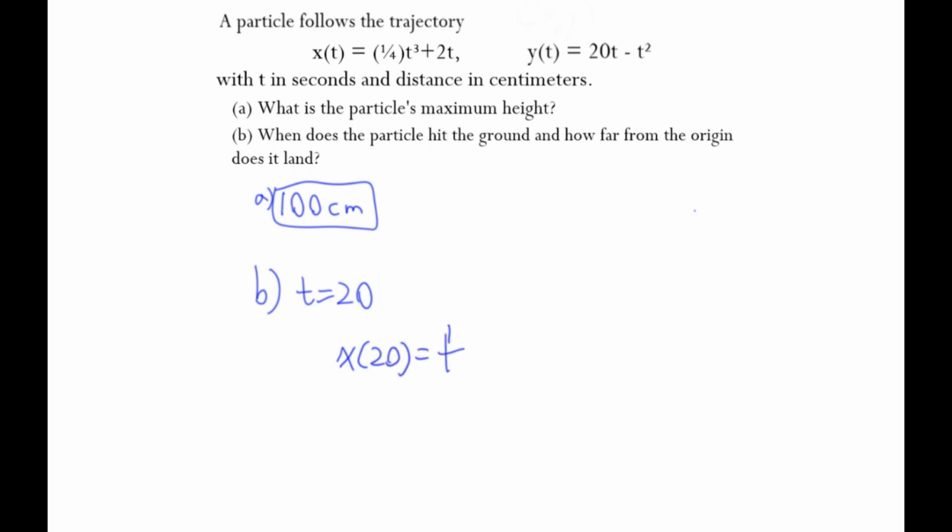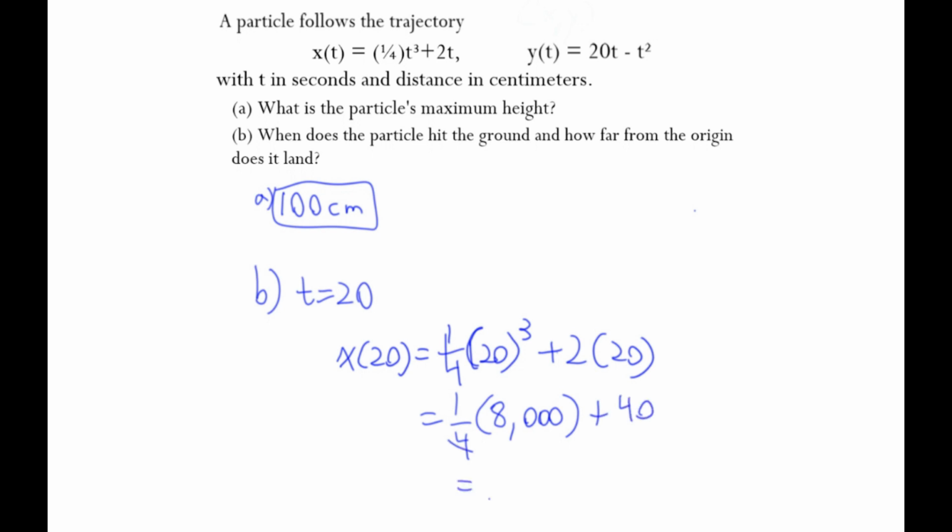x of 20 is equal to 1/4 times 20 cubed plus 2 multiplied by 20, which is equal to 1/4 multiplied by 8,000, which is 2,000, plus 2 multiplied by 20, which is 40. We'll simplify that, which is 2,040. 2,040 is our answer. And the distance is in centimeters. So we traveled 2,040 centimeters from the origin.